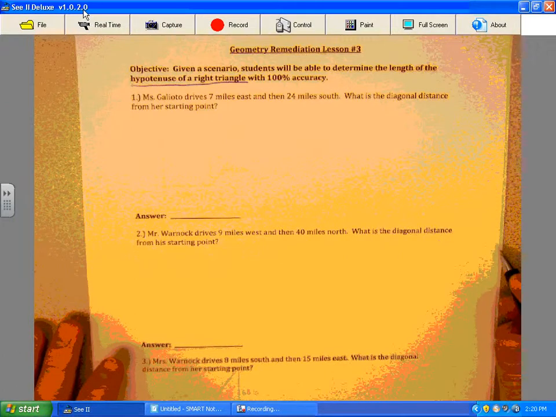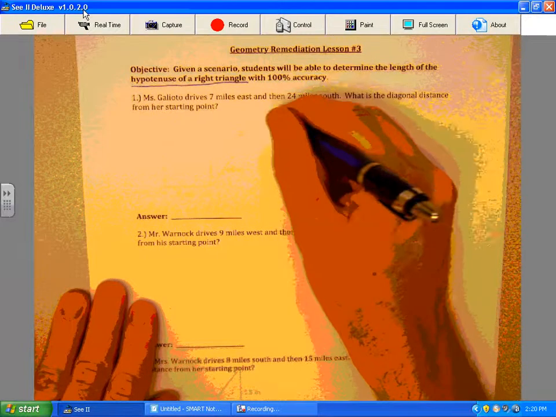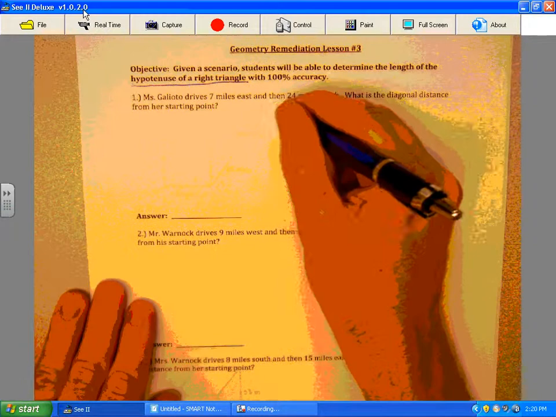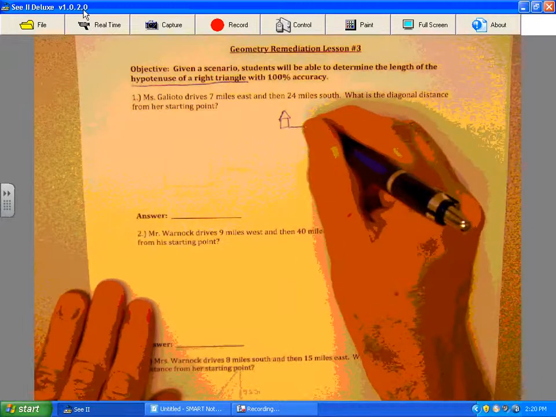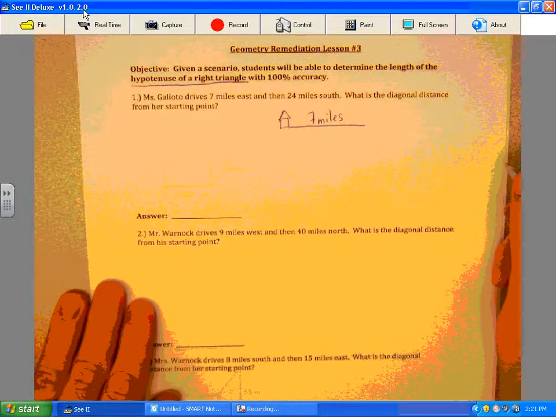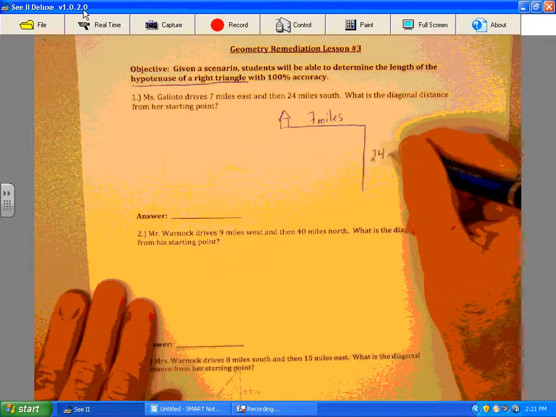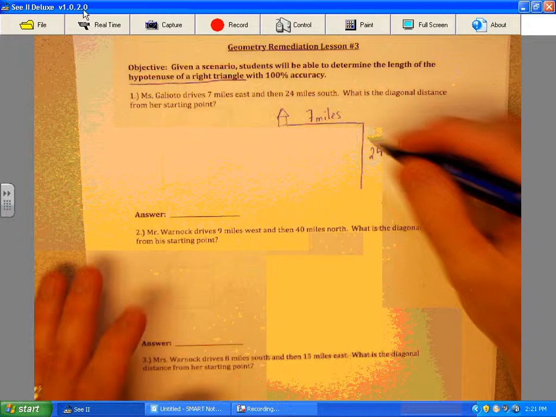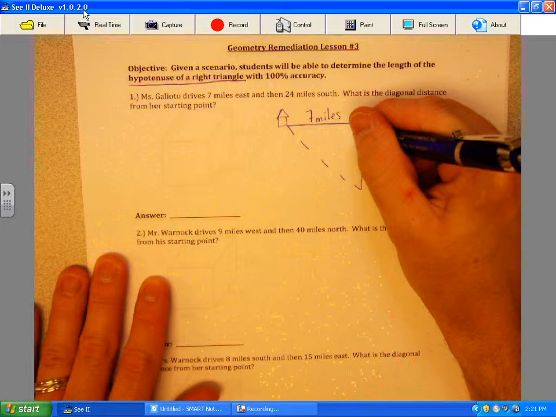So we're going to have Miss Galliotto start right here. Right here is her house. That's our starting point. And she's driving 7 miles east. So she gets in her car, she drives 7 miles east. And then 24 miles south. And we want to know the diagonal distance from our starting point. So we want to know this distance right here. And right here is our right triangle.